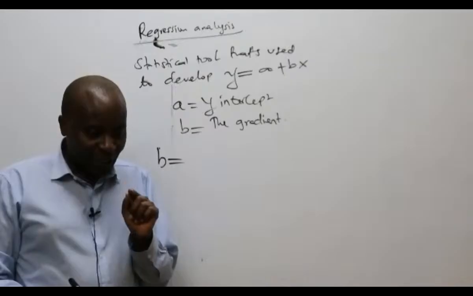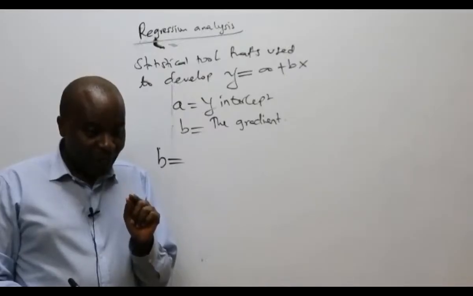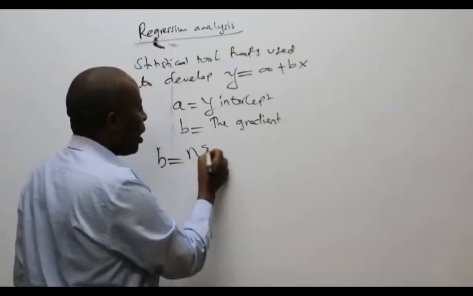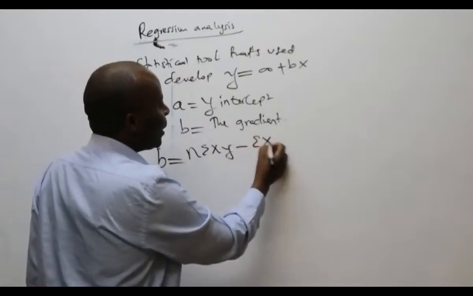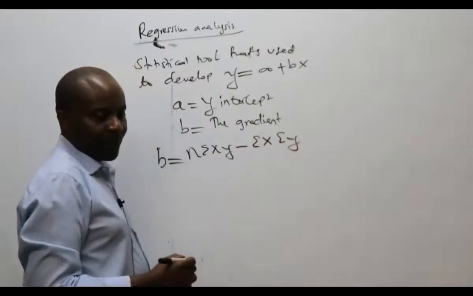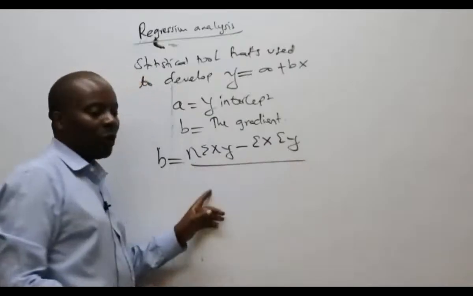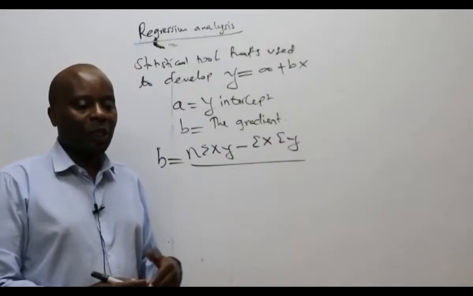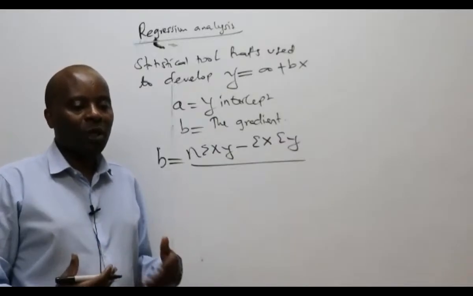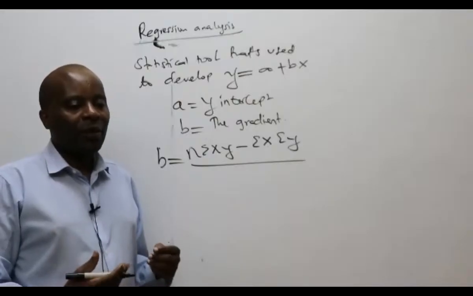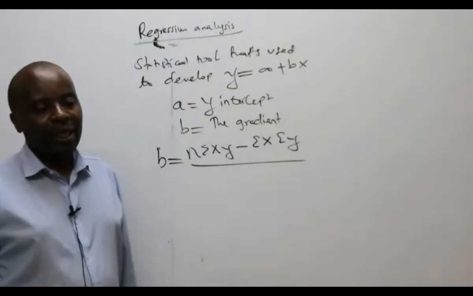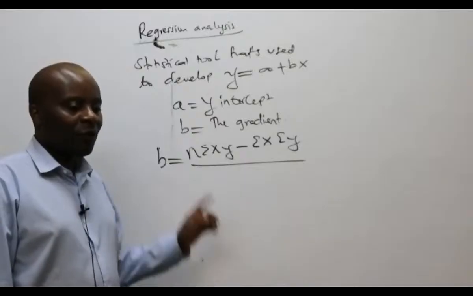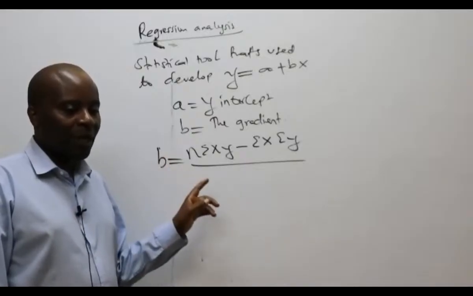Very good. I can see somebody who is very creative. He has said here b equals n summation of xy minus summation of x, summation of y, all over, how about the denominator? Creativity is important. So this is the formula of getting the numerator of b.